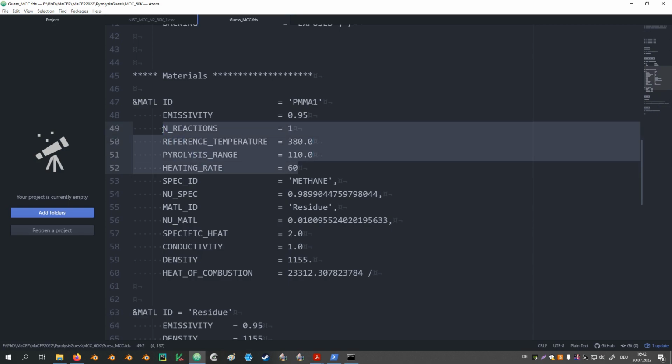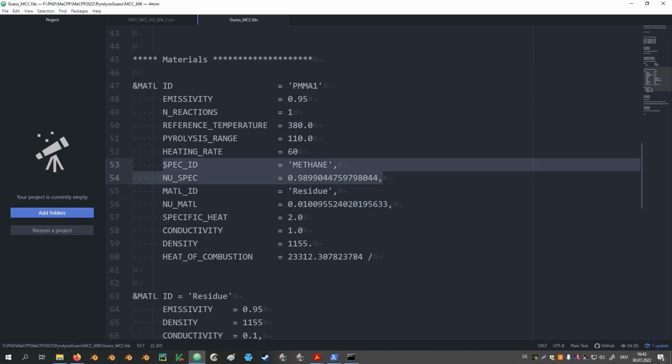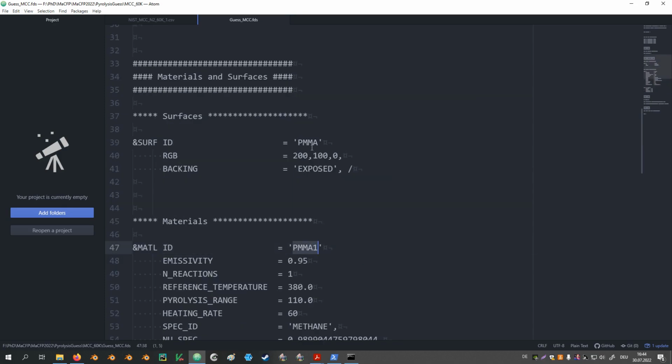We have the parameters that describe the reaction rate. We have defined how much of our material will be left over as non-reacting residue, and we have defined how much of the material will be transformed into a gas and what that gas is supposed to be. Furthermore, for this reaction we have also defined what the energy release is, the heat of combustion. Now we need to hook up this material to the surface definition.